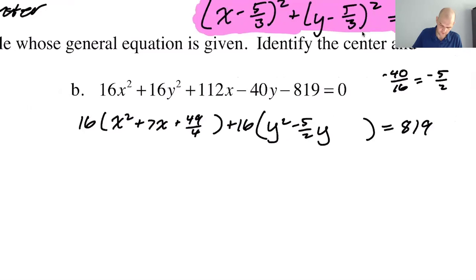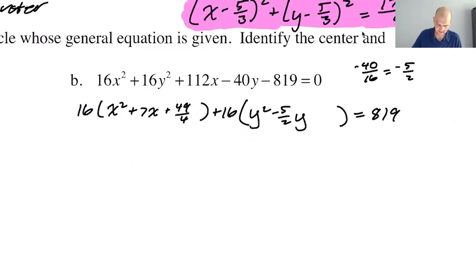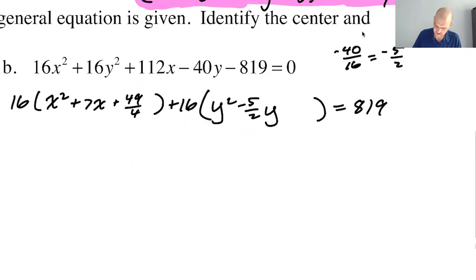But what did we really add to this side? So we added 49 fourths inside parentheses, but overall we added 16 times that. 16 times 49 fourths is 4 times 49. So that's what, 196? Plus 196. Okay, because like 50 times 4 would be 200 and subtract 4.